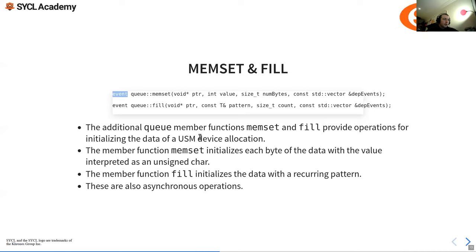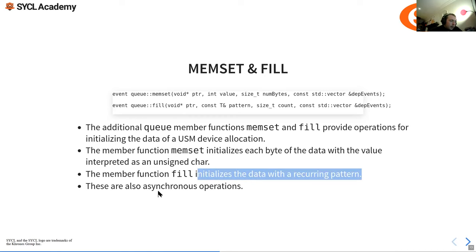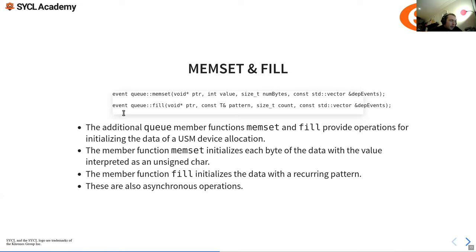So memset, this is just setting things in a particular allocation, setting the value for num bytes. And then fill as well, initialize the data with a recurring pattern. So these are also asynchronous. So anything that returns an event is asynchronous. And we need to pass these events on into dependencies of other things, or you can explicitly call wait on them, and then nothing will happen until that has returned.